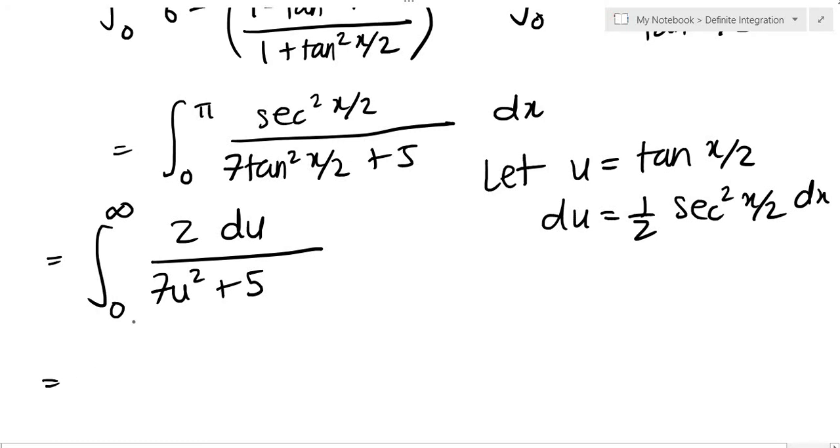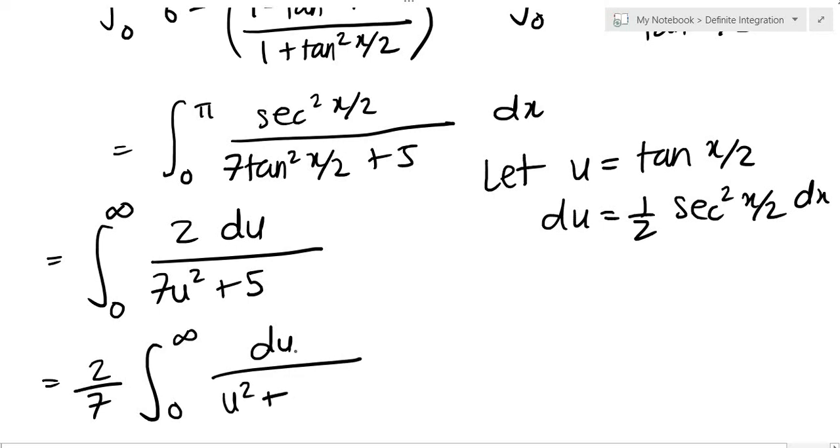Now I really want to pull out the 2 and 7. Worthless coefficients, if you ask me. So du all over u squared plus, we'll have a 5 by 7 here, but I want to write it in terms of a square. So square root of 5 by 7, the whole thing squared.